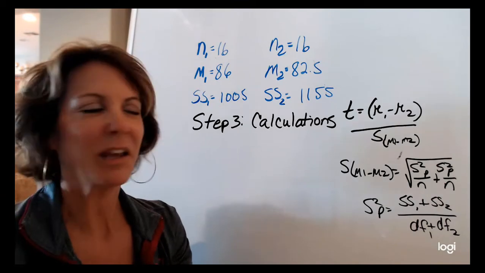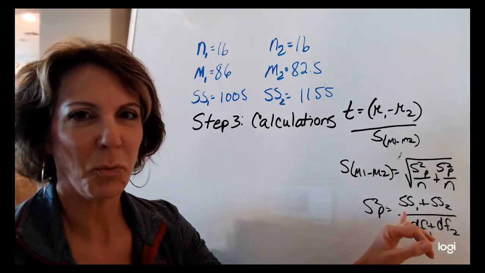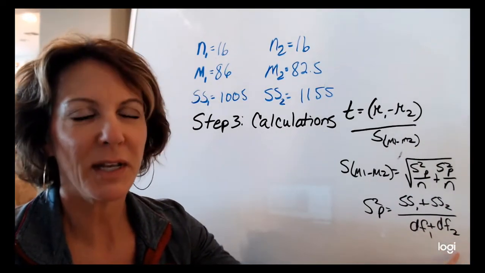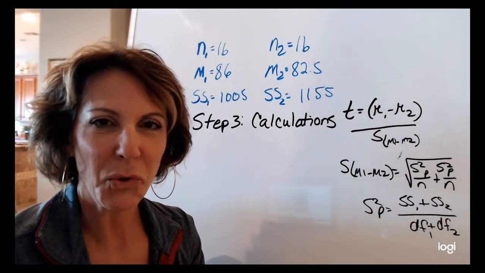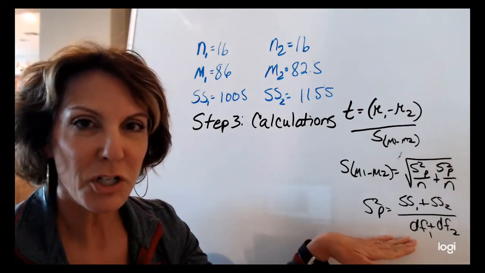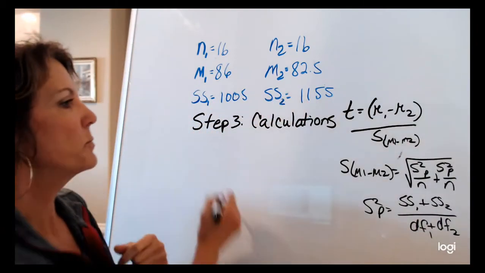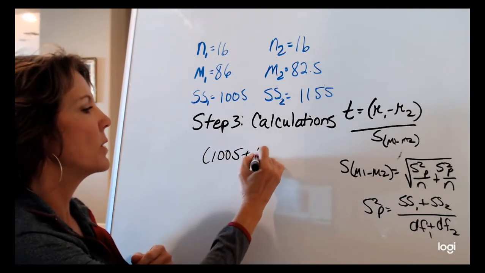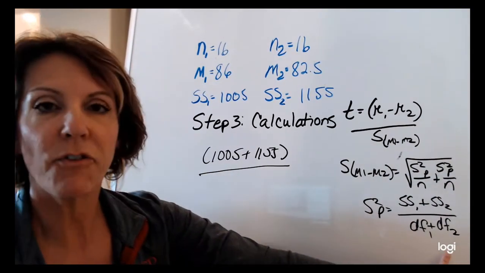And then finally, to get the pooled variance, which you're going to need for this formula, we take the sums of squares of group 1 plus the sums of squares of group 2 and divide it by the degrees of freedom in group 1 and degrees of freedom of group 2. So 3 different formulas all told to calculate the t statistic. So we're going to start at this lower level first because we've been given the sums of squares, and here they are in each group. So I'm going to add those up, 1005 plus 1155. I'm going to divide that by the degrees of freedom for both groups.